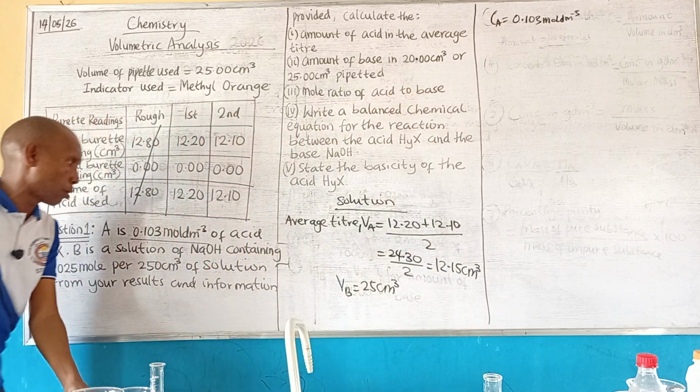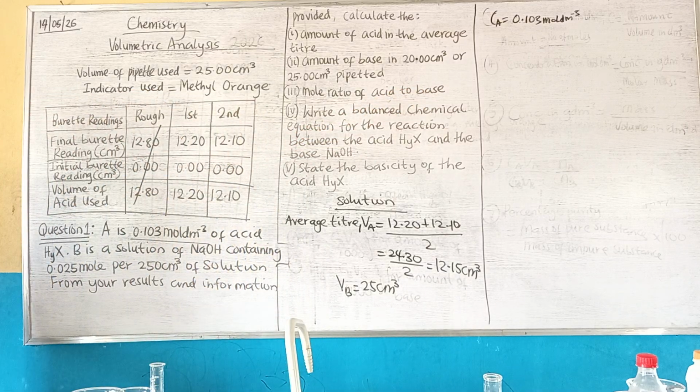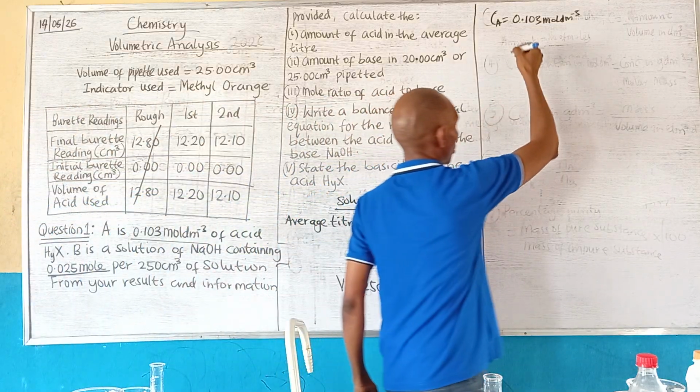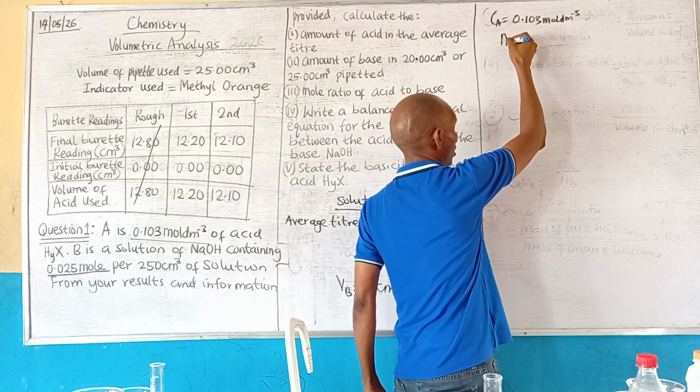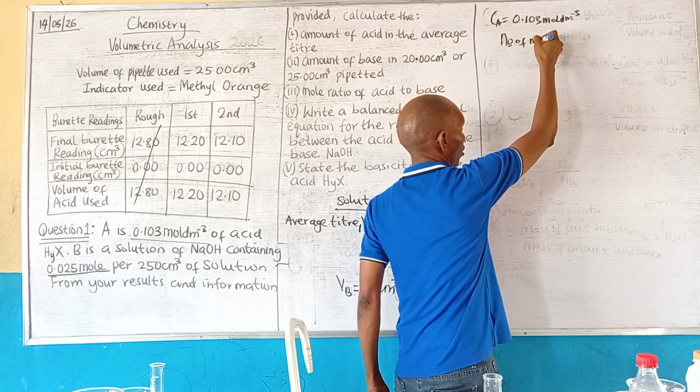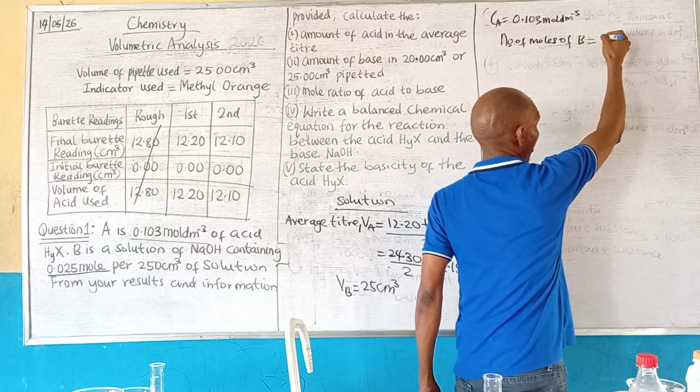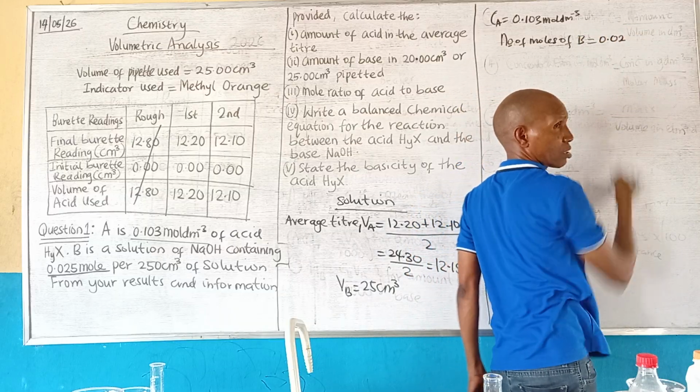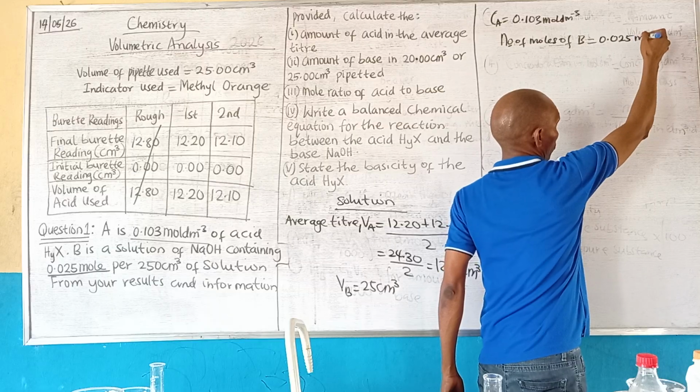Then what else can we get from the information provided? This is a solution of sodium hydroxide containing 0.025 moles per 250 cm cube of solution. So this 0.025 moles, what does this stand for? It stands for the number of moles. That means the number of moles of the base. That is 0.025 moles.